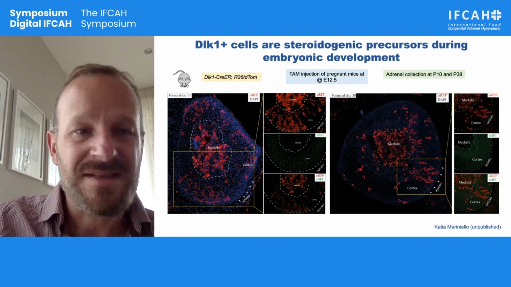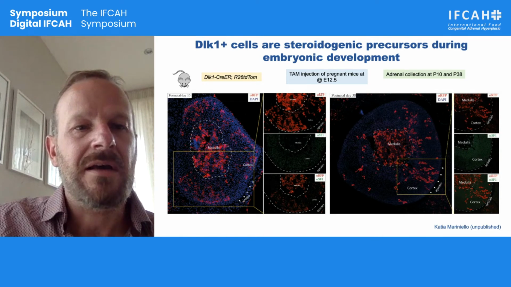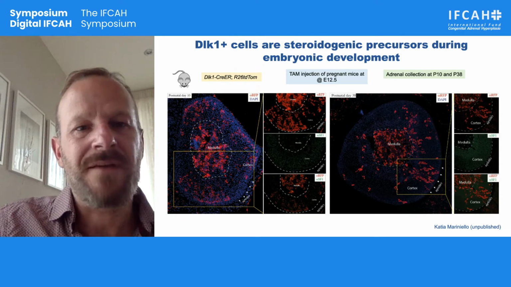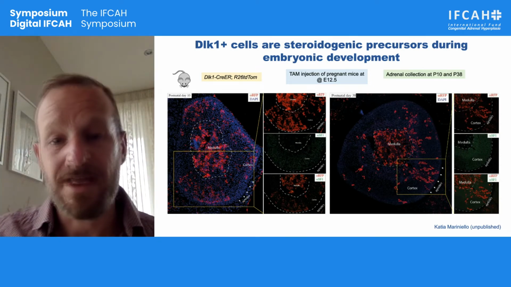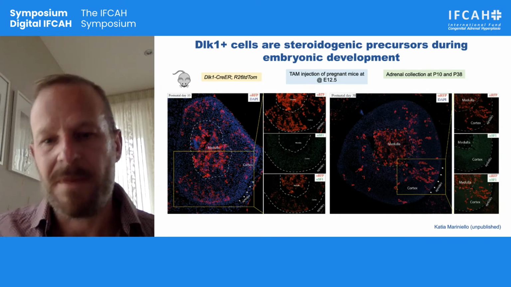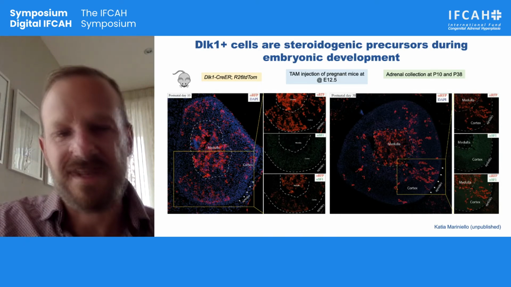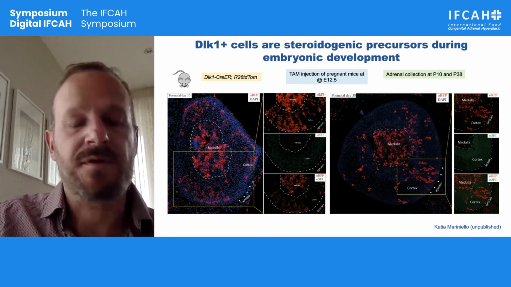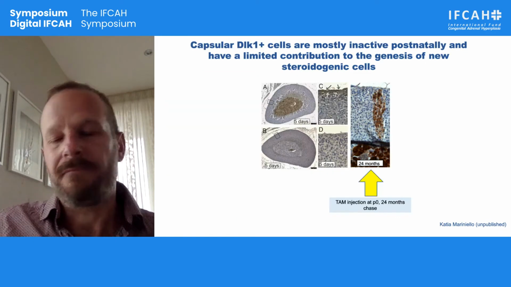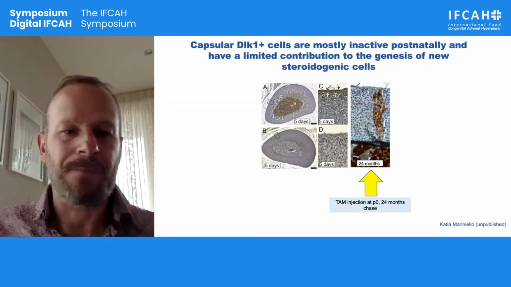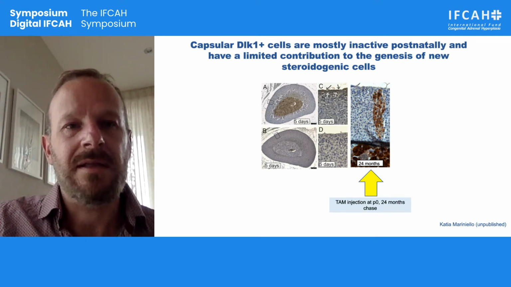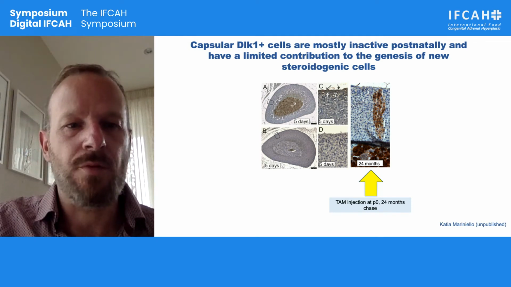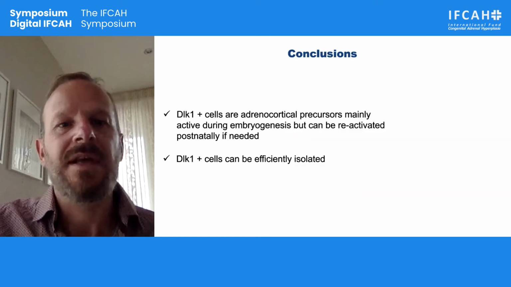So these red cells that you can see at the periphery are cells that, within about 3 weeks or 5 weeks, depending if you're looking on the left or on the right, have migrated from the capsule of the mouse into the cortex and have become, with time, SF1 positive cells and therefore steroid producing cells. The phenotype of these cells is being studied at the moment, and we can also say that these cells are a bit dormant postnatally compared to during embryonic development.